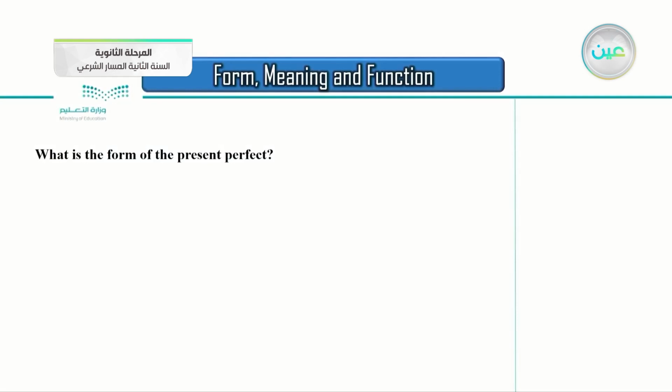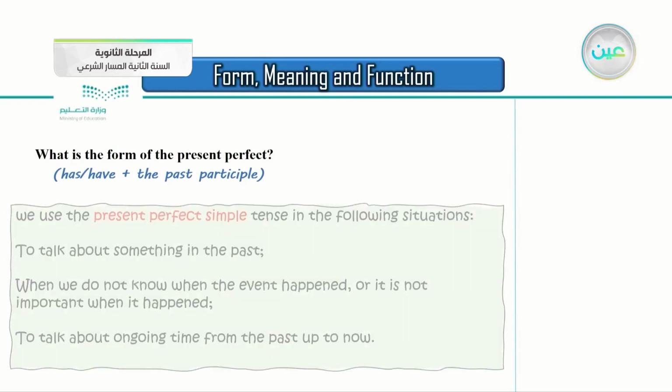What's the form of the present perfect? The present perfect, what is the form? What do we write? What is the form of the present perfect? I think you know this answer. It's extremely easy. Has or have plus the past participle. So the form, what we write in the present perfect, we write has or have according to the subject, of course. Then we write the past participle of the verb.